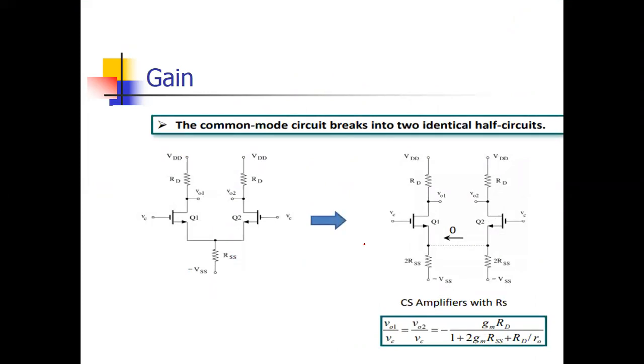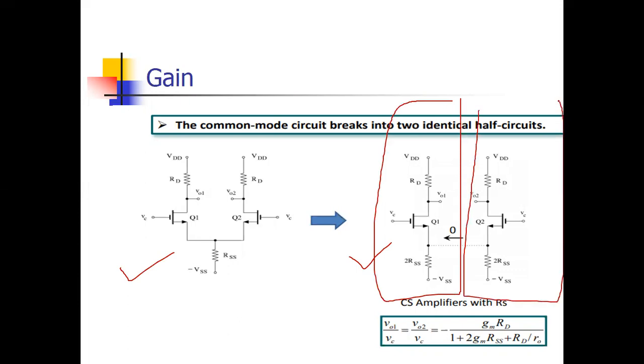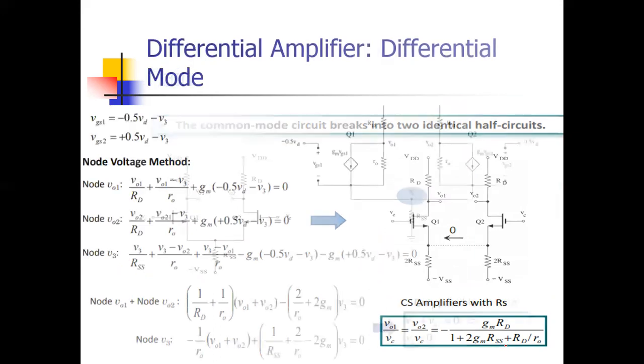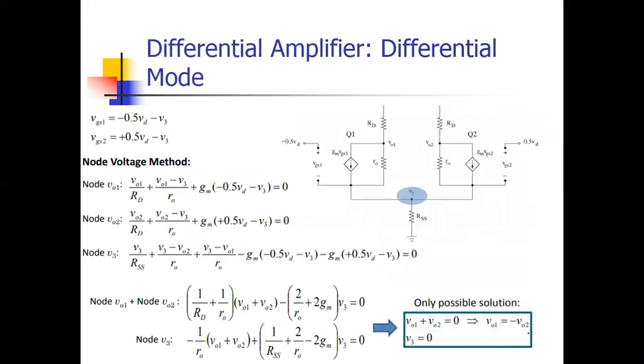So when we are doing a common mode circuit calculation, you can separate it into 2RSS and 2RSS. Why are we doing this? Because we know how to analyze one part, how to calculate the gain of one part. So similarly, you can calculate for this because both are the same. You can also check my previous lecture, small signal analysis of the common source amplifier. So you will get the value of gain, that is minus GM RD upon 1 plus GM (2RSS) plus RD by R0.